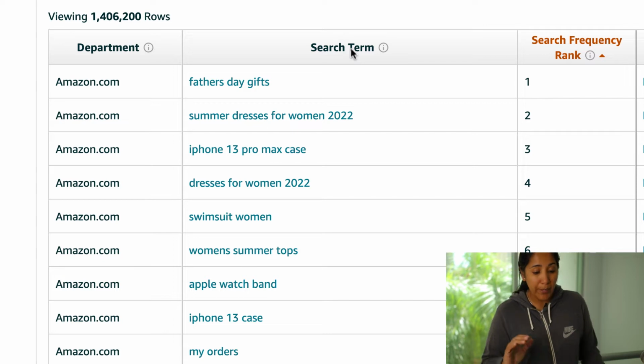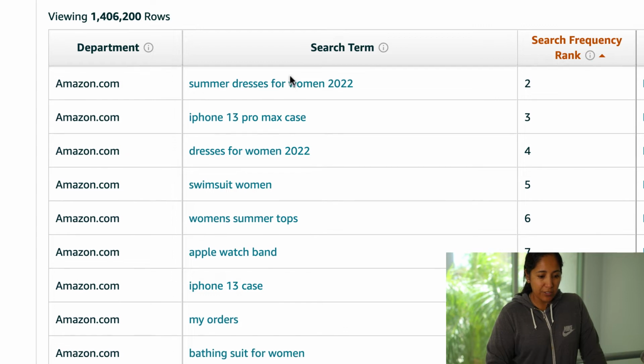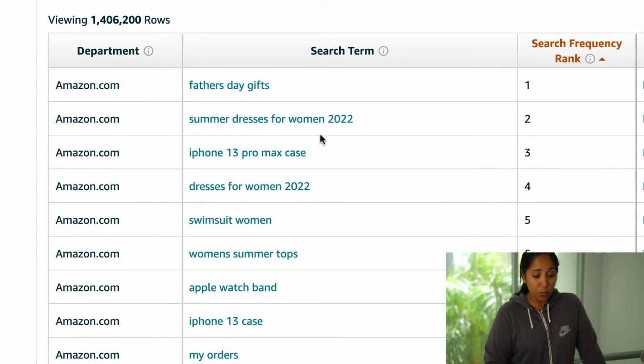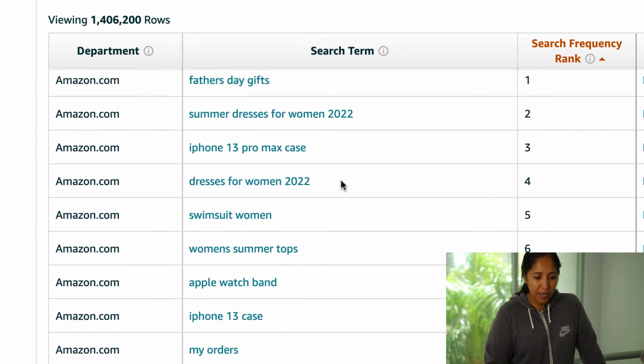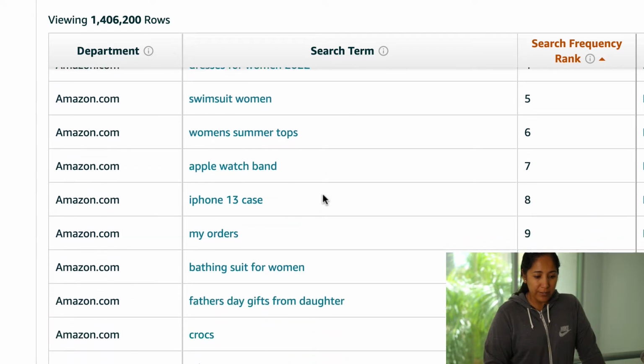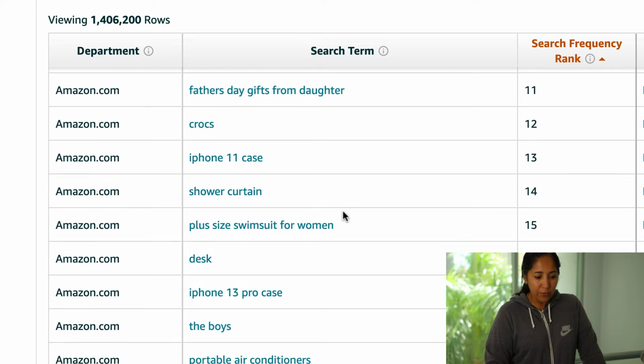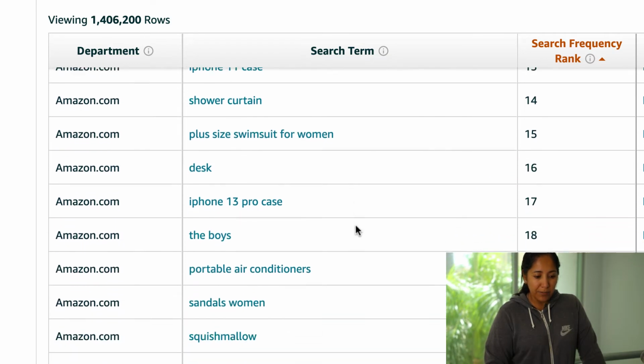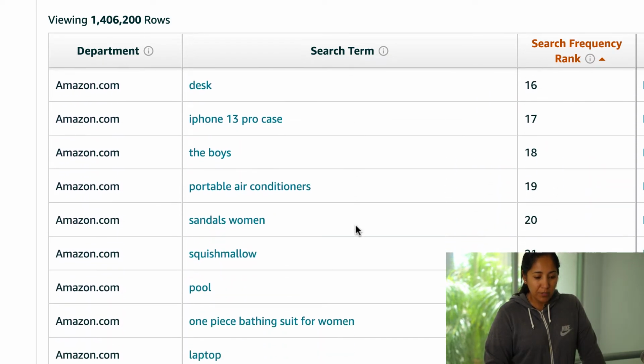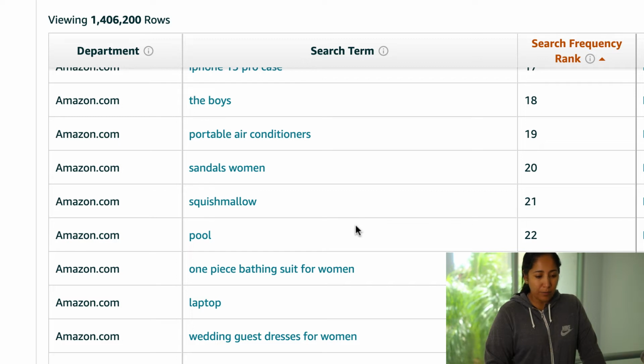So let's go ahead and compare the first 100, and I'll show you examples of terms that pop up for seasonality as well as terms that pop up evergreen. Again, for June, here we have Father's Day gift. We also have summer dresses, which is also a seasonal term. And we have the iPhone 13 Pro case, since that is a phone that just came out. We've also got bathing suits, more Father's Day, people still buying iPhone 11 case, plus size swimsuits, sandals, portable air conditioners, which is doing quite well.